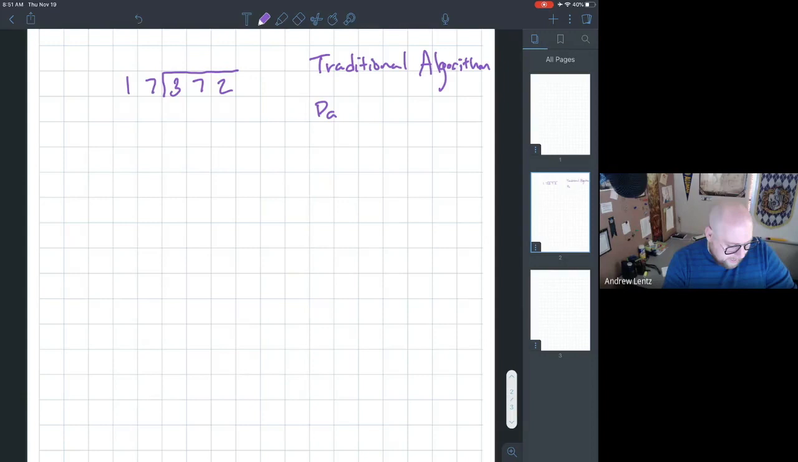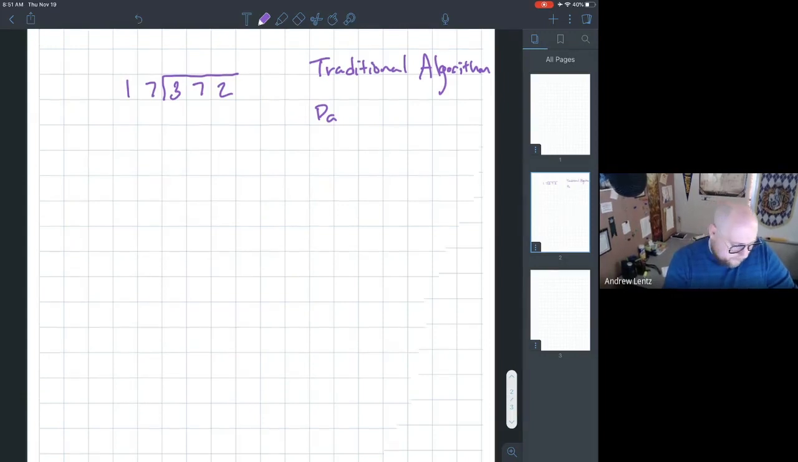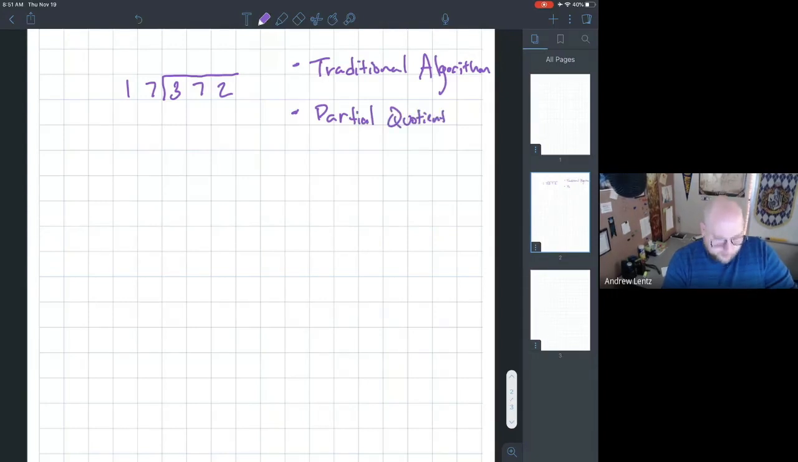If you guys last year were doing division, you would do one of two methods, either the traditional algorithm or what we call partial quotient. Both are viable, both work, and I'm going to show you both of them real quickly, okay? Because regardless of what you would do, you still got to the same point and stopped at the same approximate area.